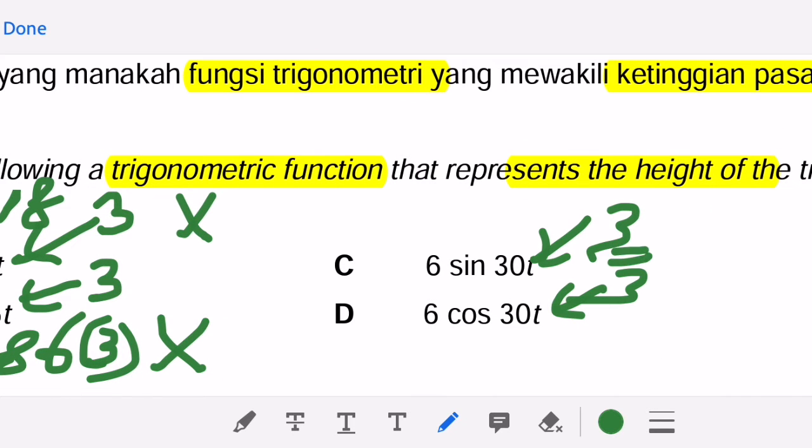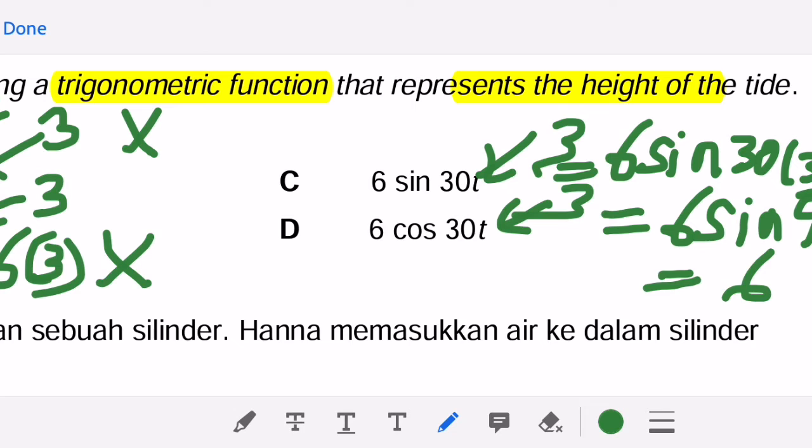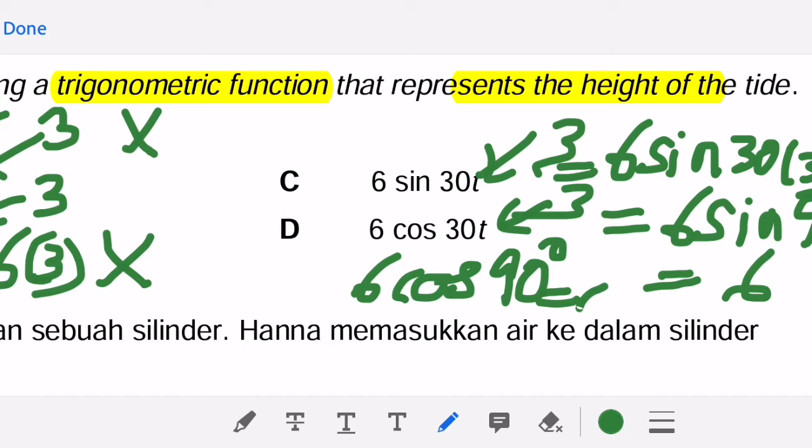So this is 6 sine 30 times 3. 30 times 3, you get 90. For your information, sine 90 is 1, right? So we'll get 6. 6 cos 30 times 3 will be 6 cos 90. Cos 90 is 0. So this is 0, and this is wrong because we won't get 6. But for C, we get 6.